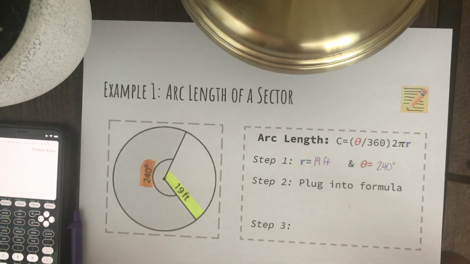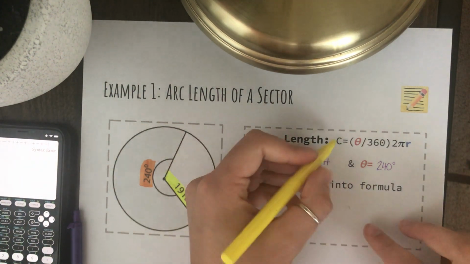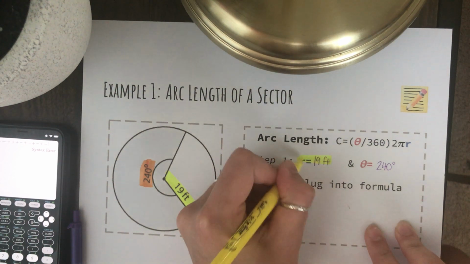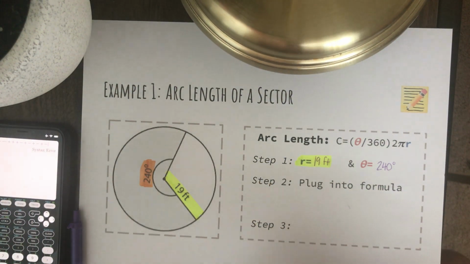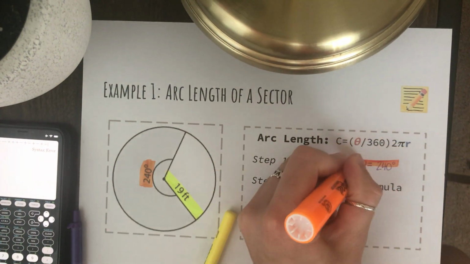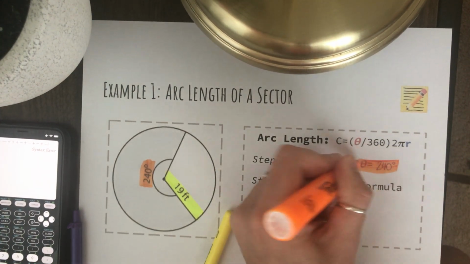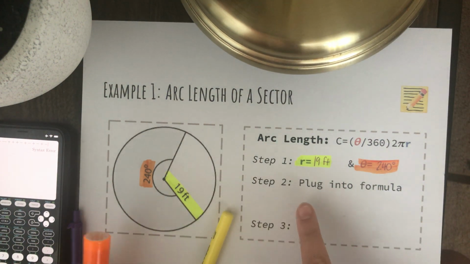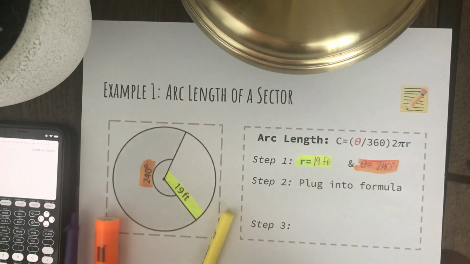Now, I'll also highlight those the same color as the picture so that we stay in the same colors. So r is 19 feet and theta is 240 degrees. Now I have everything I need to plug into this formula. So step 2 is going to be plug into formula.